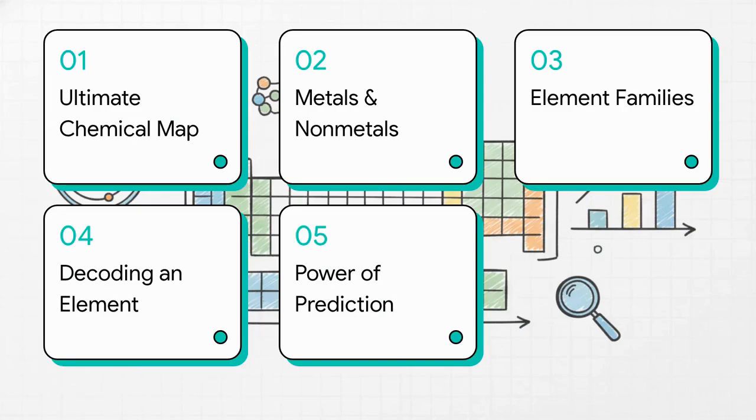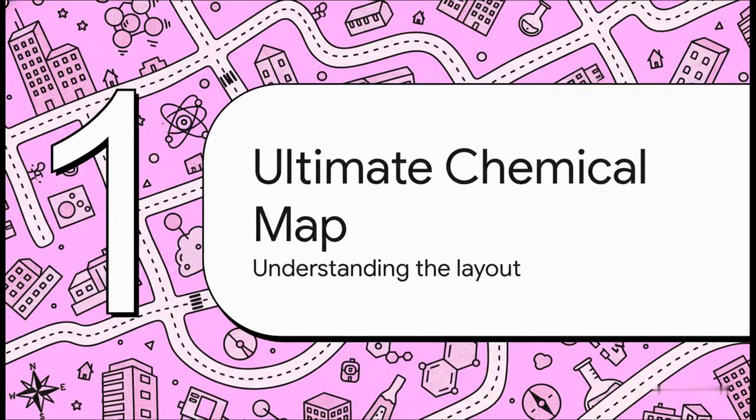So here's how we're going to crack this code together. First, we'll get the lay of the land, the big picture. Then we'll dive into the different neighborhoods, the element families. After that, I'll show you how to read any element's personal ID card. And finally, we'll see why the whole layout is just pure genius. Okay, let's start with the basics.